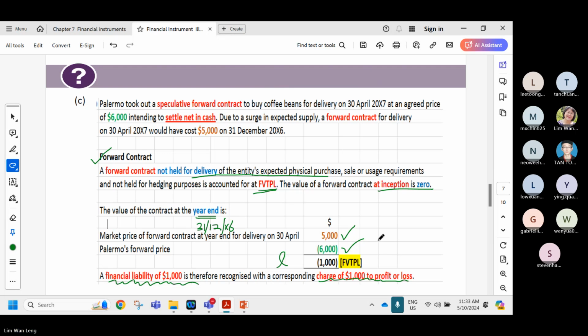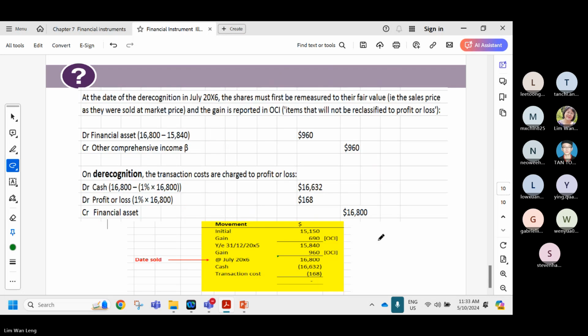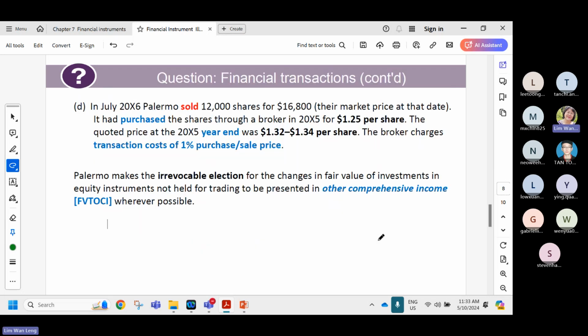Okay, we go to the next one. I think this is the last one. Yeah. So we look at this.